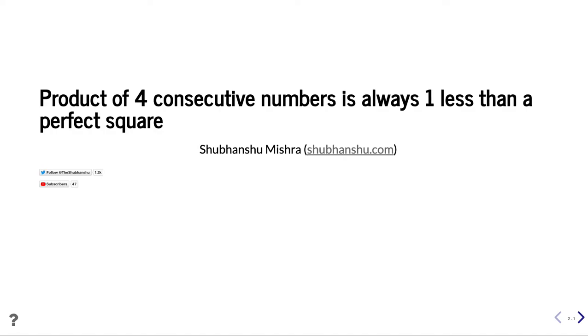So today we are going to talk about this problem: the product of four consecutive numbers is always 1 less than a perfect square. I'm Shubhanshu, and in this video I'm going to talk about how we can solve this problem.